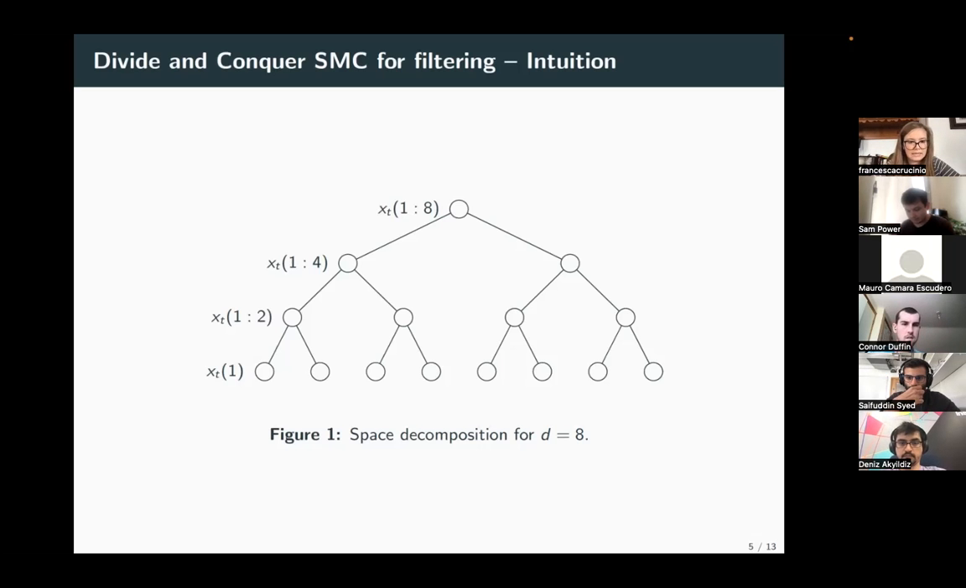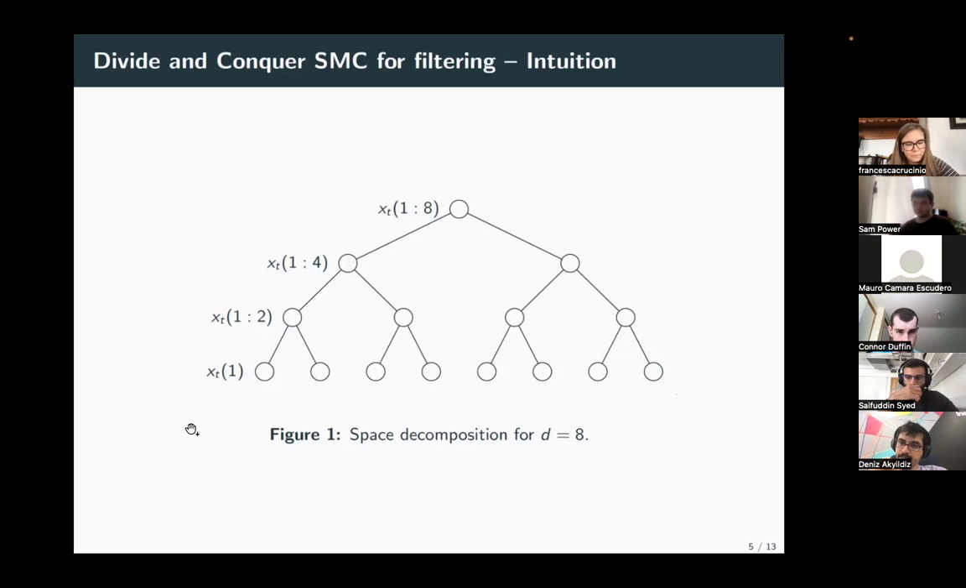This is just to give the intuition of how divide and conquer SMC for filtering would work. Let's say we are at time t and we want to estimate the filtering distribution at time t. We have observations, but instead of targeting the full filtering distribution, which in this case is for a state of dimension 8, we start by targeting its one-dimensional marginals. So we want to recover the filter of the first component given all the observations, the second component given all the observations, and so on. Because these are one-dimensional, standard particle filtering ideas still work. So what we do is just importance sampling at the leaves of this tree.